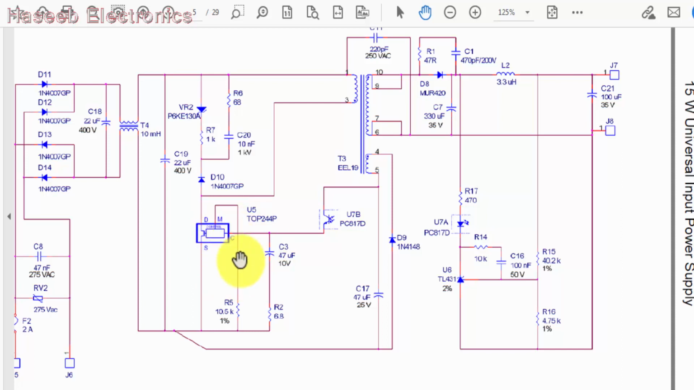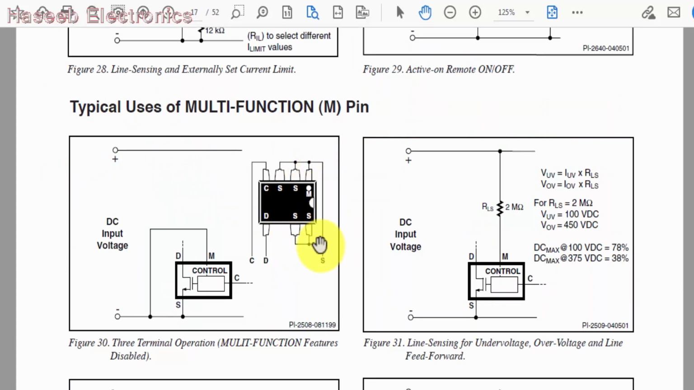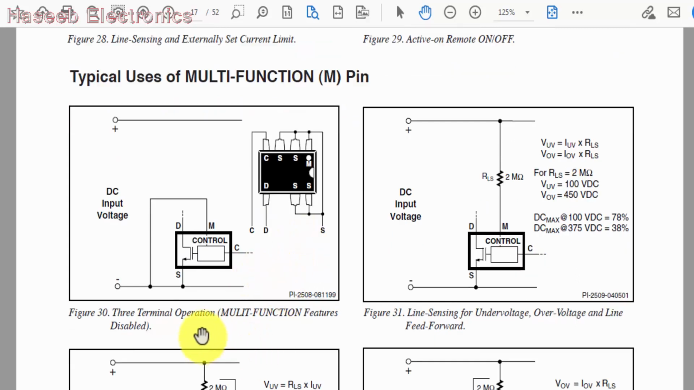If we have another configuration for this IC, let's check. If the multifunction pin is connected to the source pin, connected to ground, then this IC will work in three terminal operation. It will work with only source, drain and control. If it is connected to the positive DC rail, the output of the bulk capacitor, then it will work as line sensing for under voltage and over voltage.